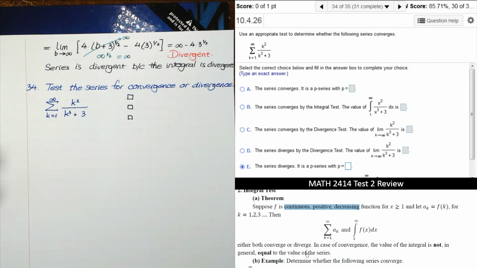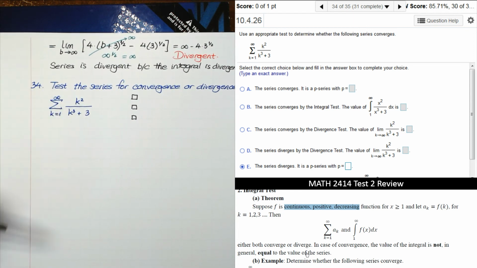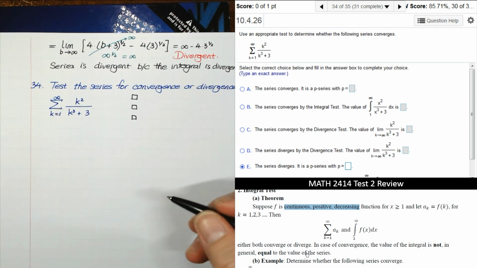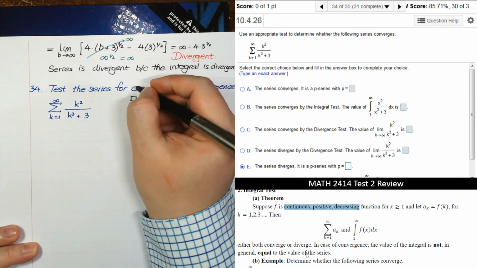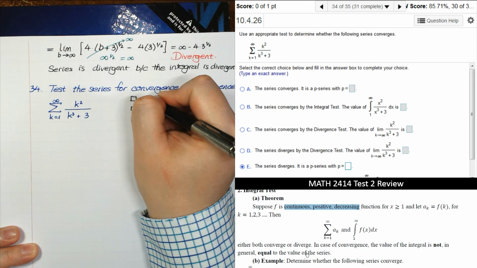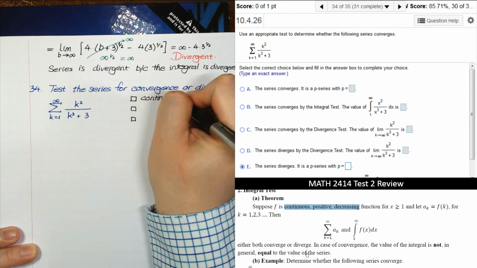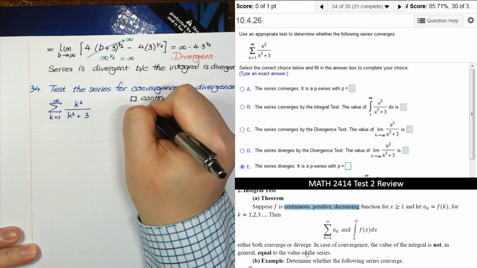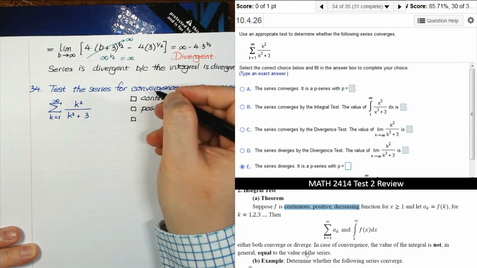The reason that the integral test may be an option here is that when we let u equal the denominator, we have du on the top. So it looks like we can integrate. That's why we use the integral test. Right, so it has to be continuous, positive, and decreasing.